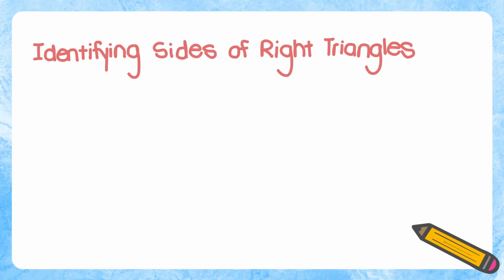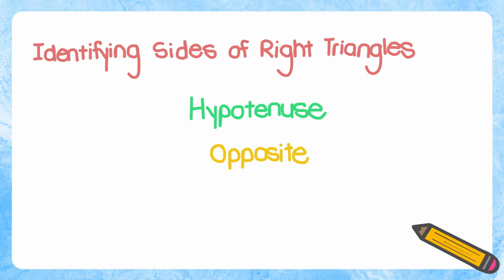There are 3 different sides in a right triangle. The first one is the hypotenuse. Remember previous lessons where we talked about the hypotenuse and how it is always the side opposite the right angle. We will also have an opposite side, and this depends on which angle we are standing at. And there's also an adjacent side, which also depends on where we're standing. Adjacent means next to. So the adjacent side is the side right next to us.